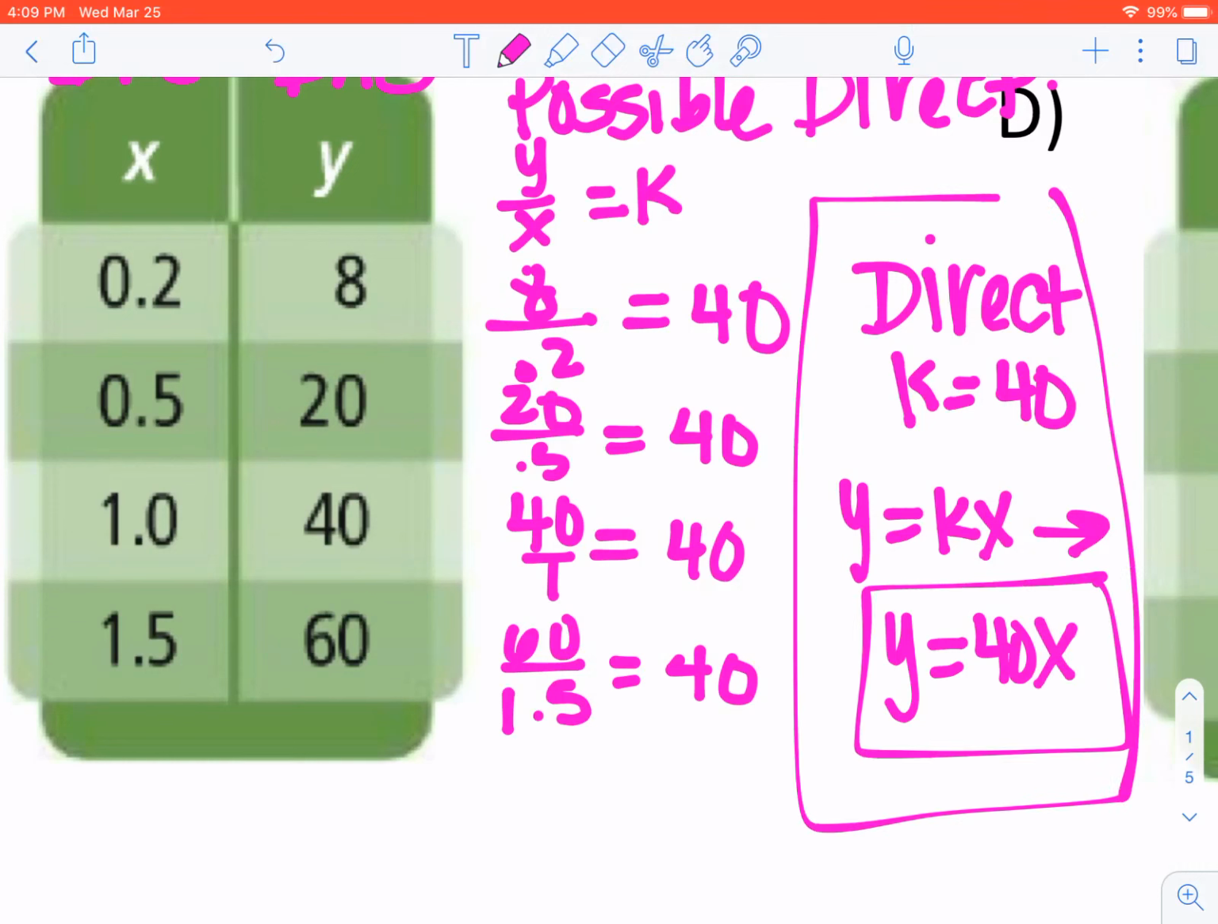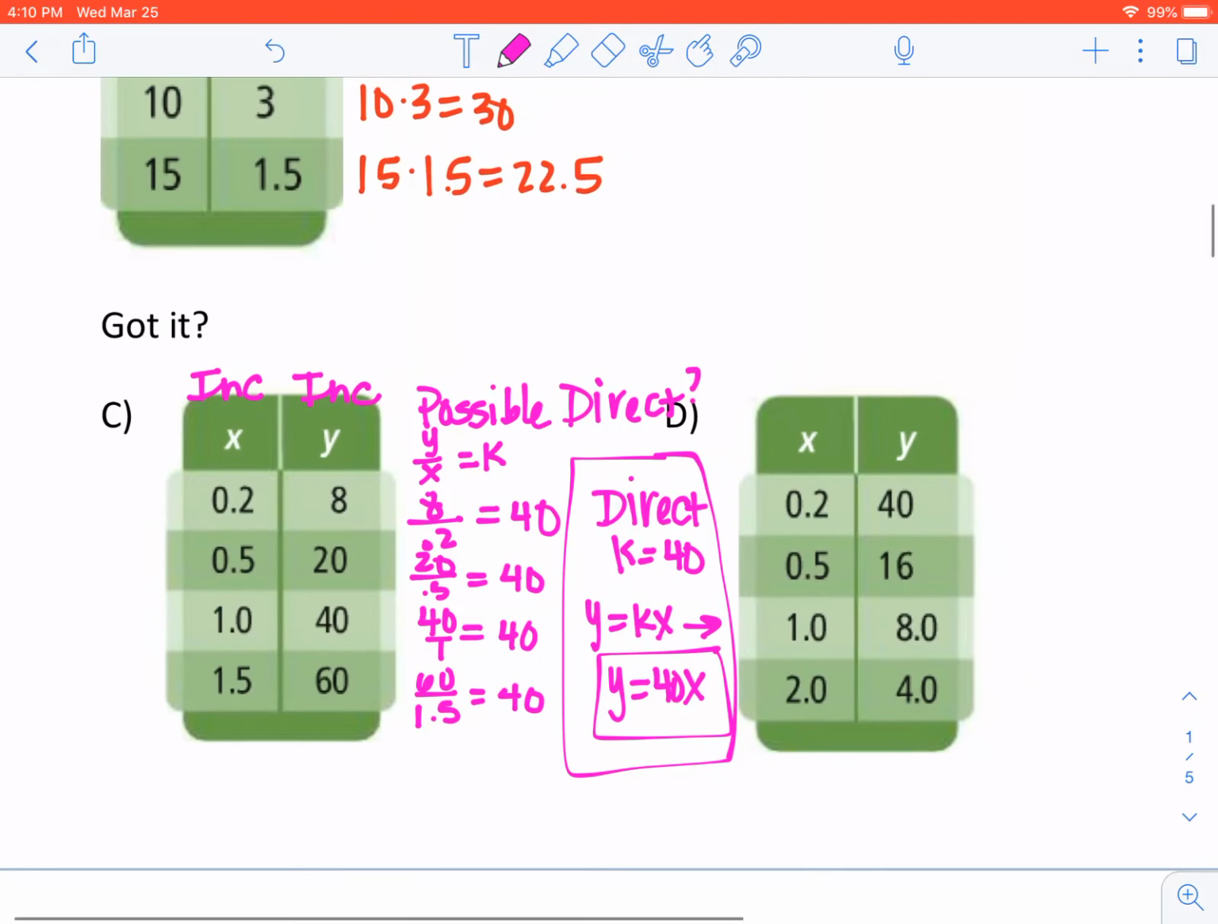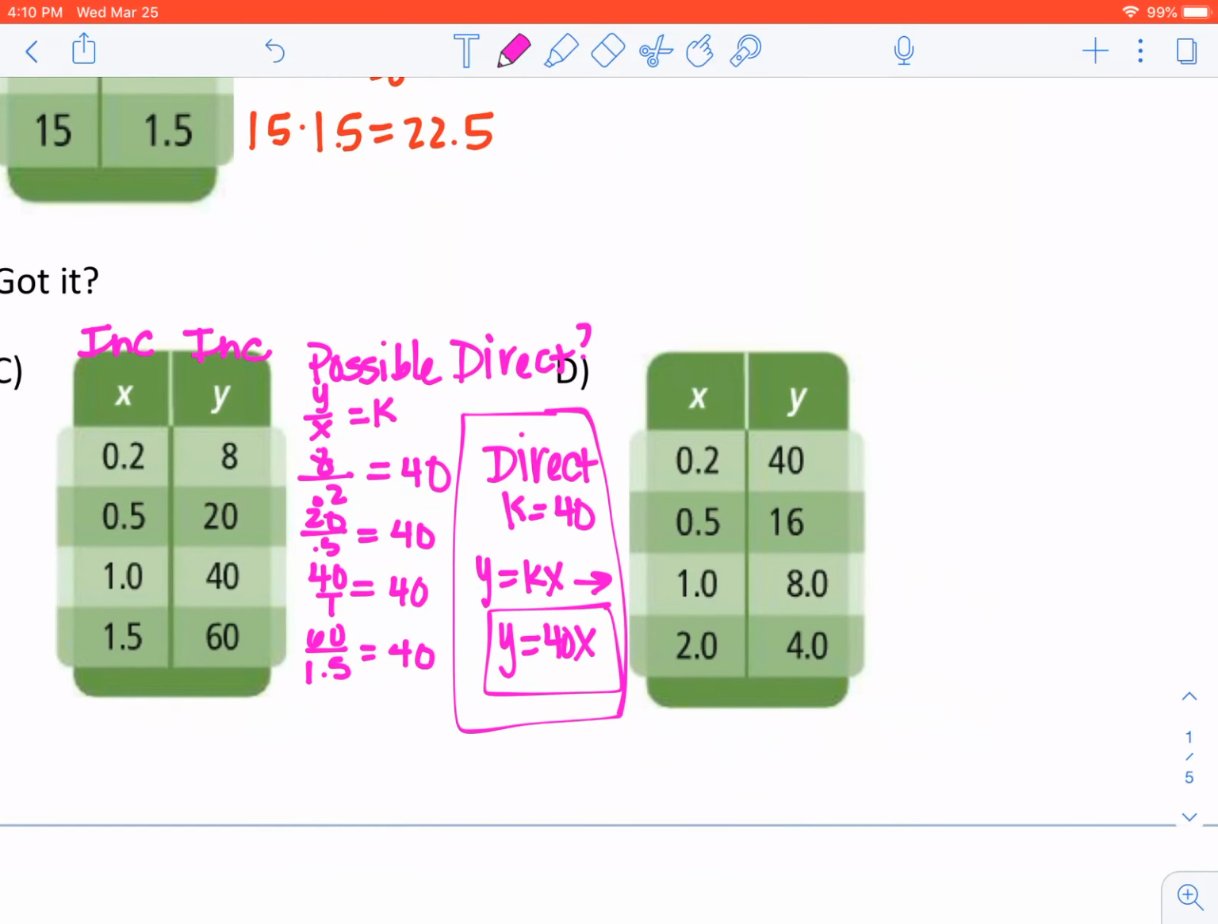Oops, I should circle all of that. All of that is our answer. Direct variation, constant is 40, and our equation is y equals 40x. Now try to pause right now and try to do, let's do D. Go ahead and pause and do D on your own and see if you can get the answer that I'm going to get.